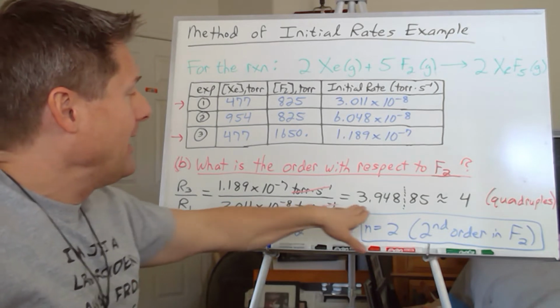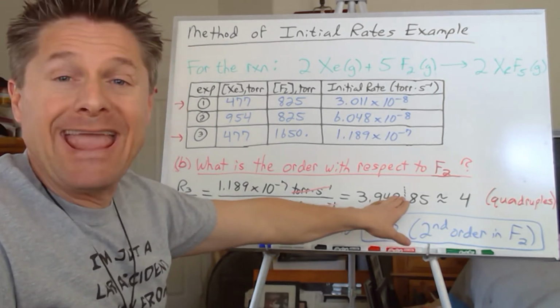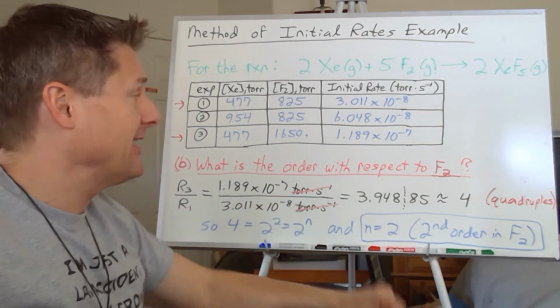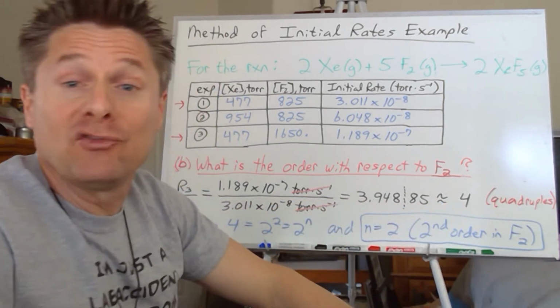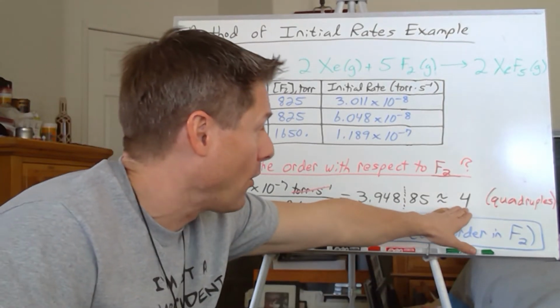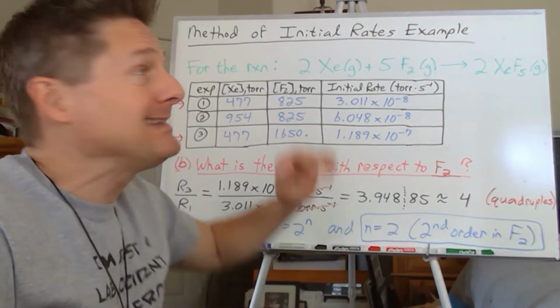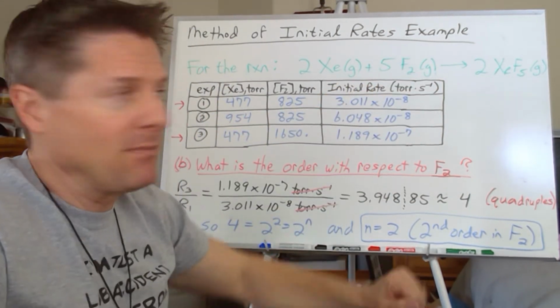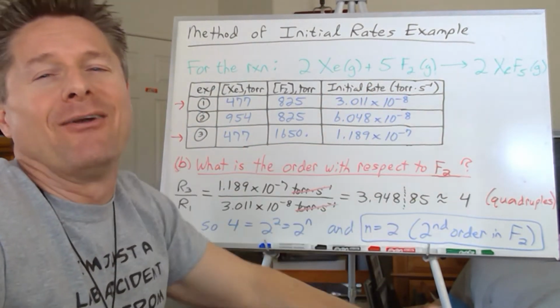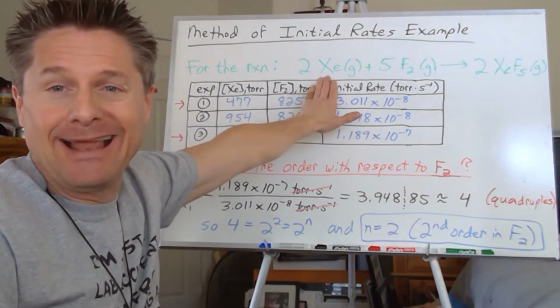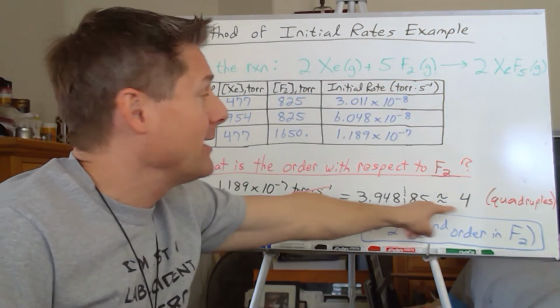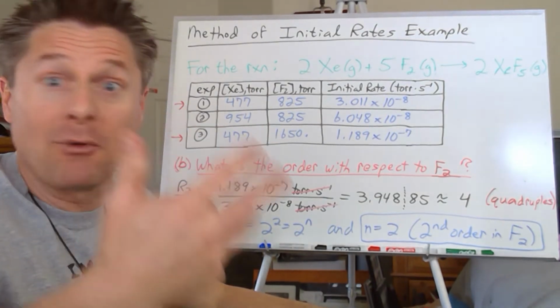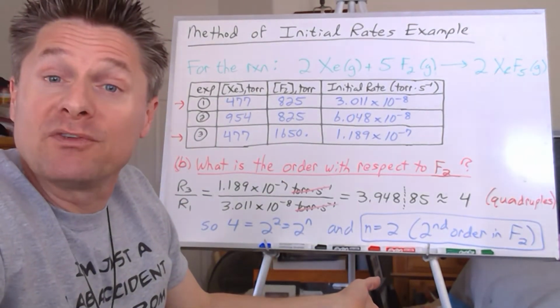Let's take that ratio, and I get 3.94885, good to 4 significant digits. Well, that's pretty darn close to 4, so I'm going to round that to approximately 4. So the rate, when I double fluorine, right? Remember, these are not actual data. I just made this up. If we hold xenon constant and we double fluorine, the reaction rate quadruples. And you just memorize that, meaning it's second order with respect to that species.